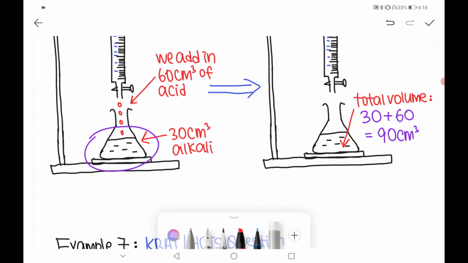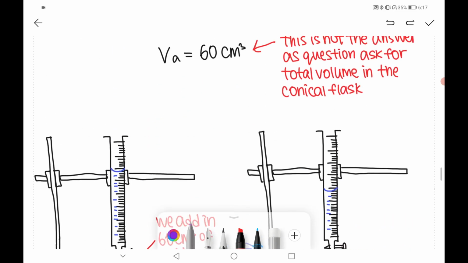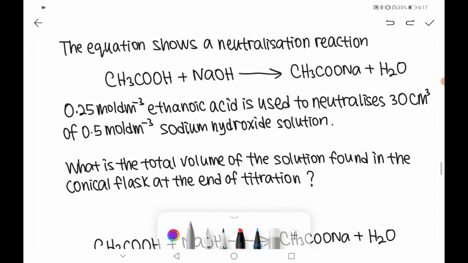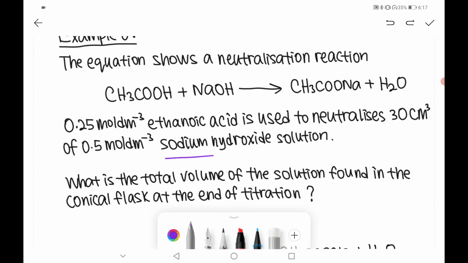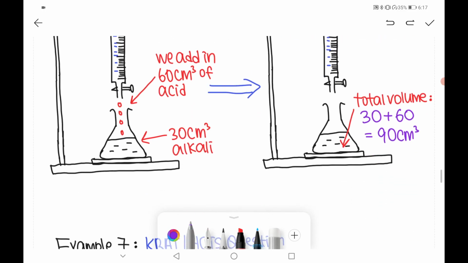So this is not very hard. You just need to imagine. Initially in the conical flask we have alkali, right? So how much alkali in the conical flask? The alkali sodium hydroxide we have 30. So we have 30 cm³ of alkali here.